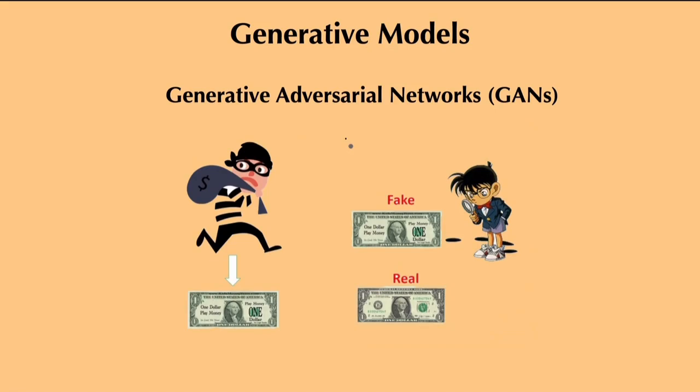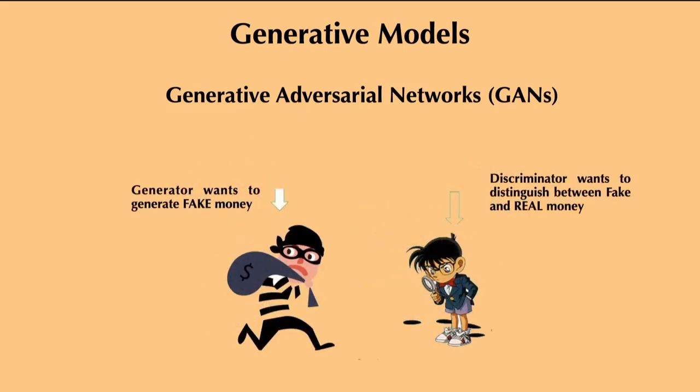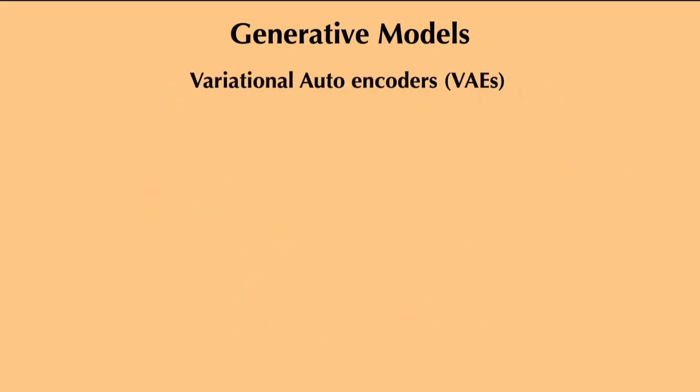Now, here's where the magic happens. Both the generator and the discriminator are in a competition. The generator tries to create better and better fake money to fool the discriminator. The discriminator, meanwhile, gets better at detecting the fake money. This entire process of competition between the generator and the discriminator is how a generative adversarial network, GAN, works. The generator creates, and the discriminator critiques, pushing each other to get better and better at their tasks.